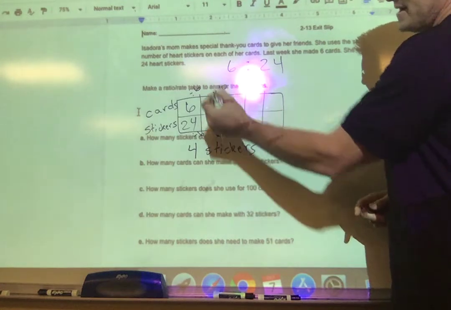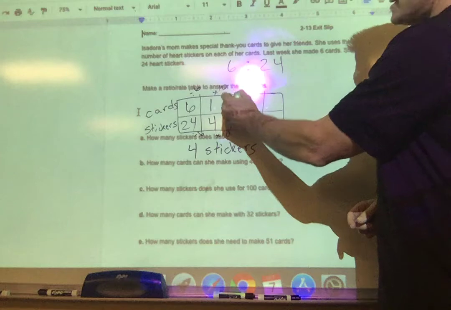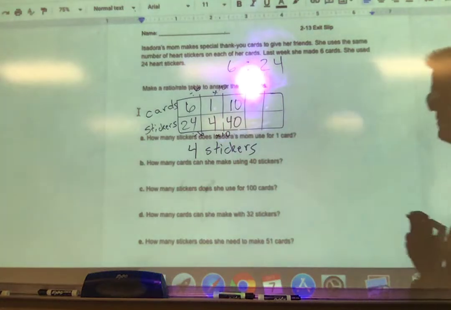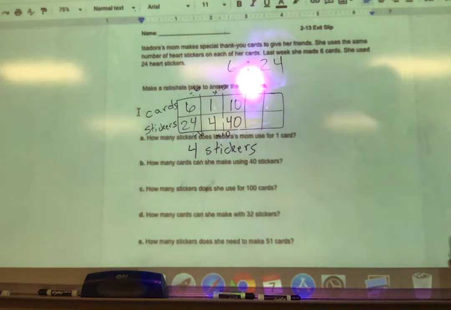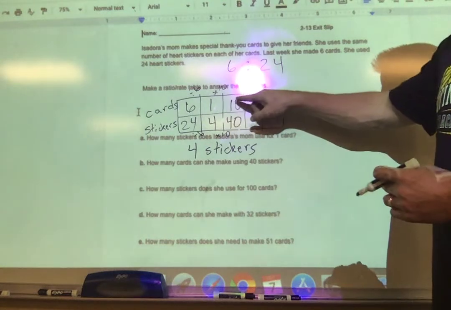I just need to take the top times 10 too. So 1 times 10 is 10. So I know 10 cards would require 40 stickers. Now I went from this way to this way.